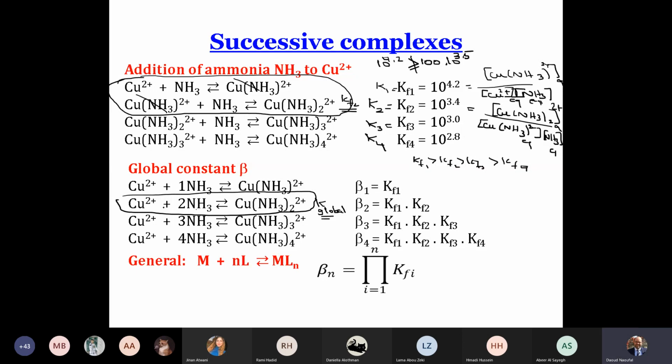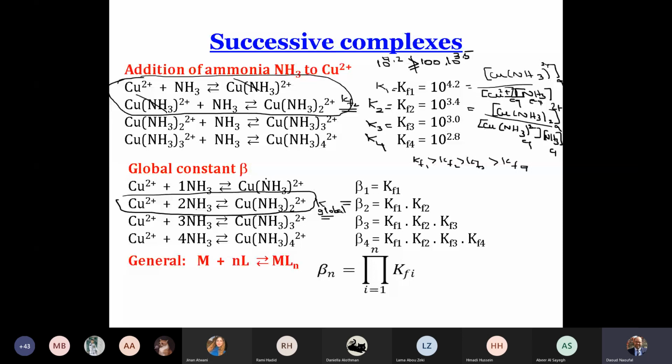In this reaction, Cu2+ + 2 NH3 gives Cu(NH3)2 2+. This is the formation of the second complex, not from the first. This is the formation of the second complex from its initial metallic ion and its initial ligand. So K for this reaction cannot be written Kf2; it is written K global, or by convention noted beta 2.